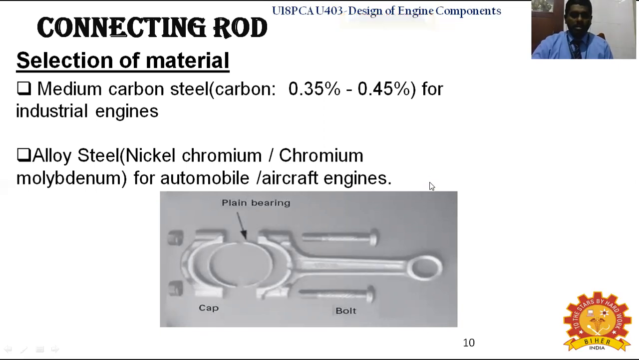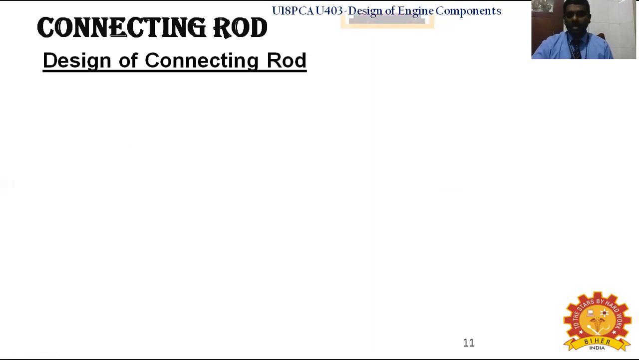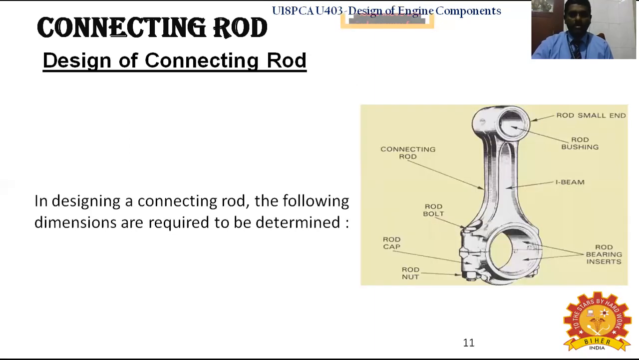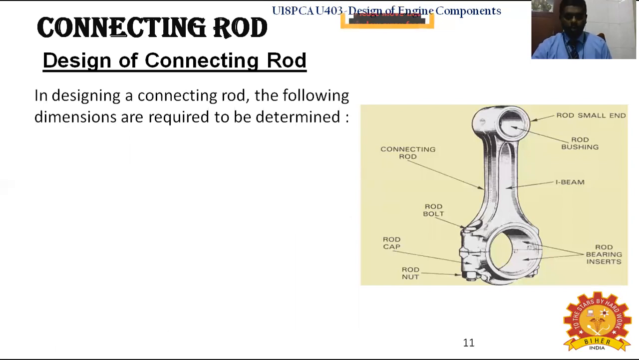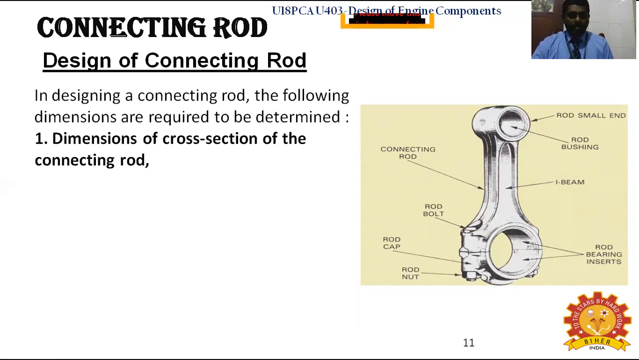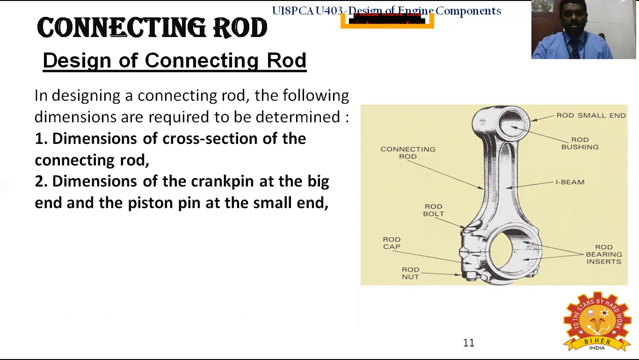Now we are going to the design procedure of the connecting rod. While considering the design procedure, first we will consider the dimensions of the cross section of the connecting rod. Then the second one is the dimensions of the crank pin at the big end and the piston pin at the small end. First, the dimension of the cross section of the connecting rod, which we are majorly considering as an I-beam.